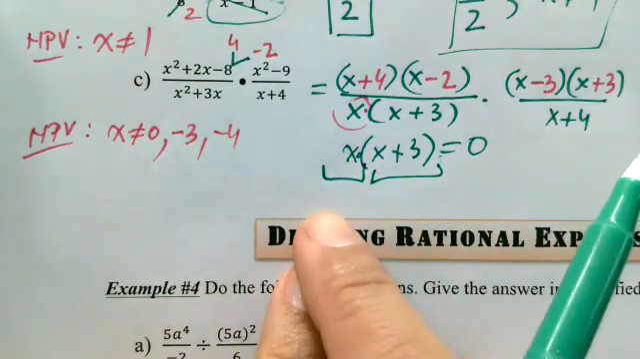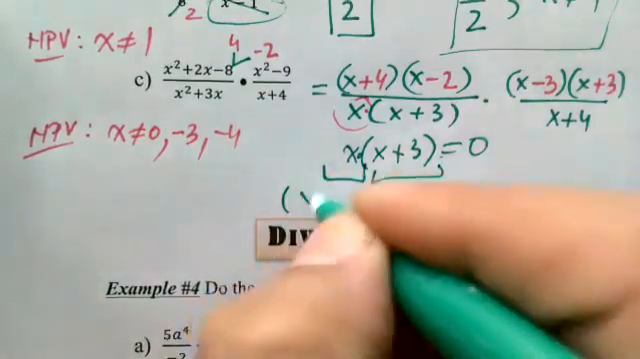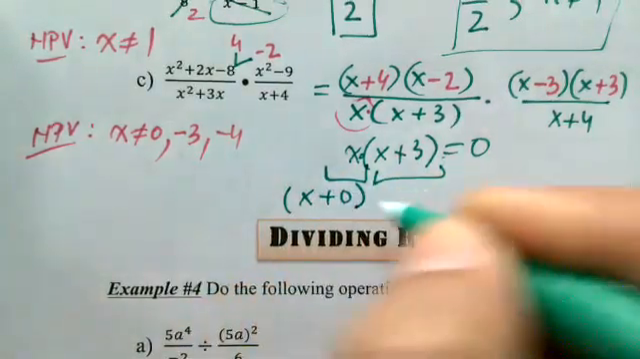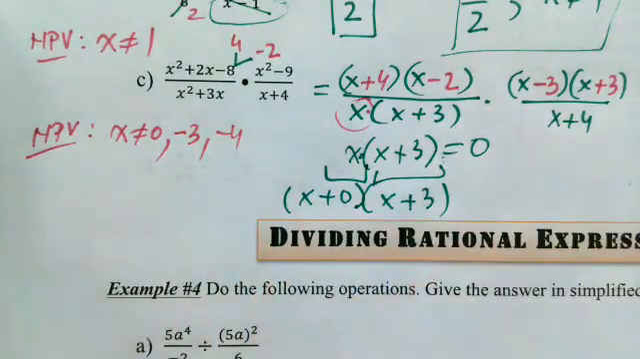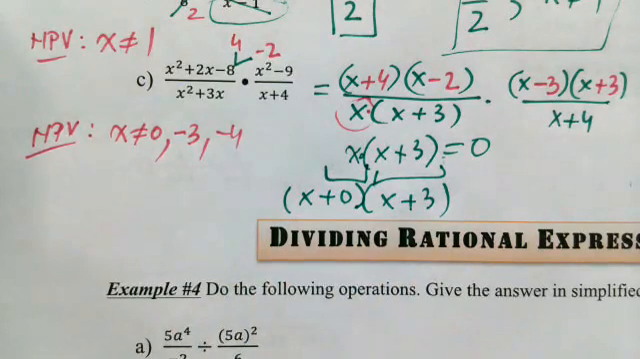X cannot be 0, or think about it like this. X plus 0, x plus 3. Right? If you want it like as a binomial, because it makes a little bit more sense, because we have seen so many binomials up to now, right? All good?